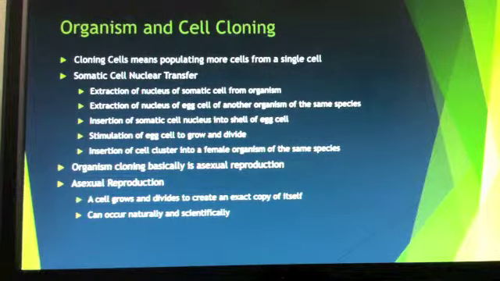The last form of creating a clone is organism cloning, which is when a cell grows and divides to create an exact copy of itself. This can occur both naturally or under lab conditions. This is basically asexual reproduction.